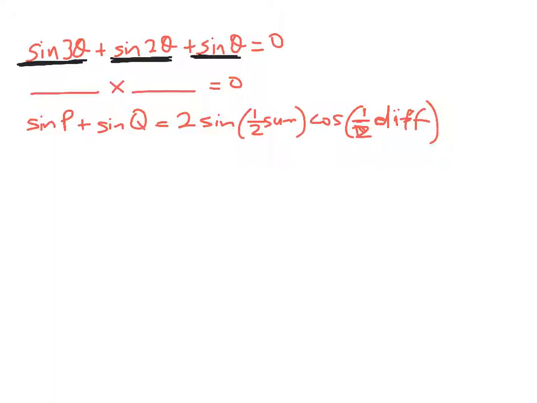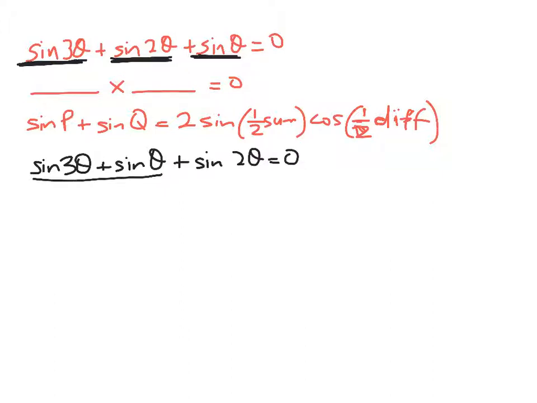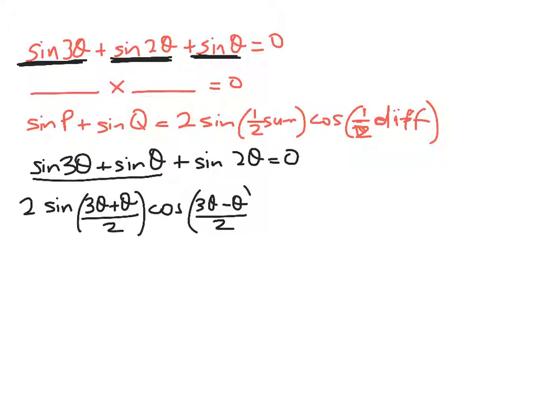So this is what we're going to get. We've got sine of 3 theta plus sine of theta plus sine of 2 theta equals 0. Now putting these together, we're going to get 2 sine of half the sum, so that's 3 theta plus theta over 2, times cos of half the difference, so 3 theta minus theta over 2, plus sine of 2 theta equals 0.